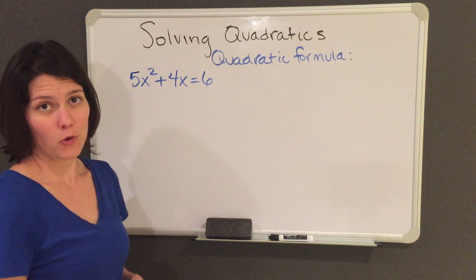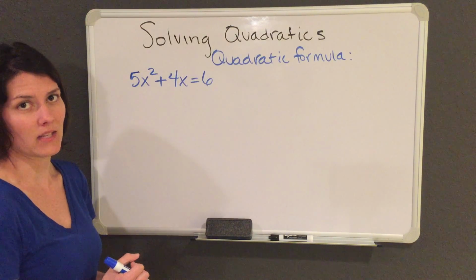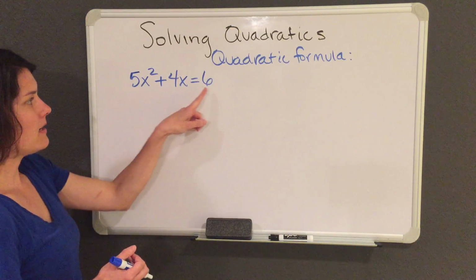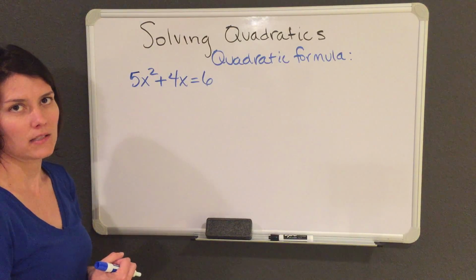Before you can start using the formula, you have to make sure that your quadratic equation has everything on one side of the equal sign. In our example, not everything is on the same side. The 5x squared plus 4x is on the left, and you have a 6 on the right.